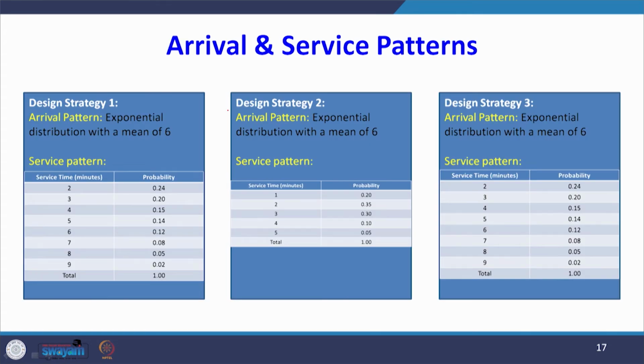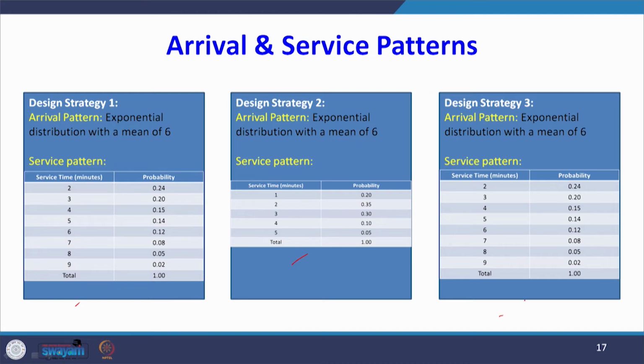Now, I am going to summarize the arrival and service patterns for the 3 proposed designs. Design 1: the arrival pattern is an exponential distribution with a mean of 6, and the service pattern is given. Design 2 has one server with 2 clerks. Here the service pattern is also given as an empirical distribution.